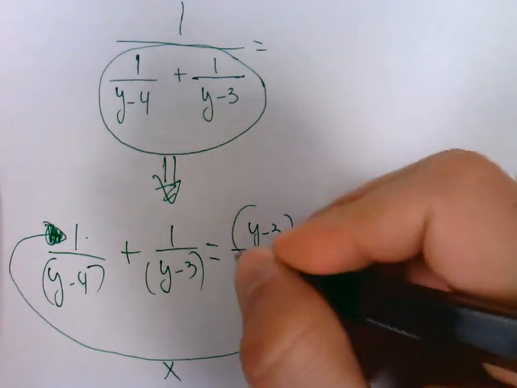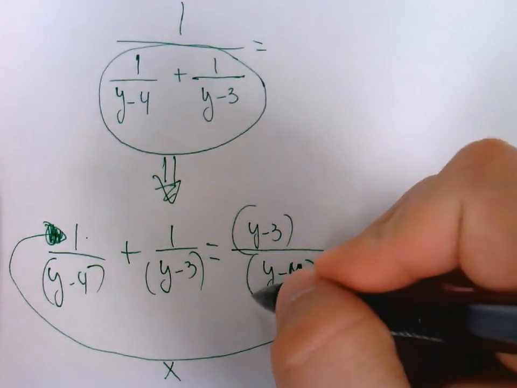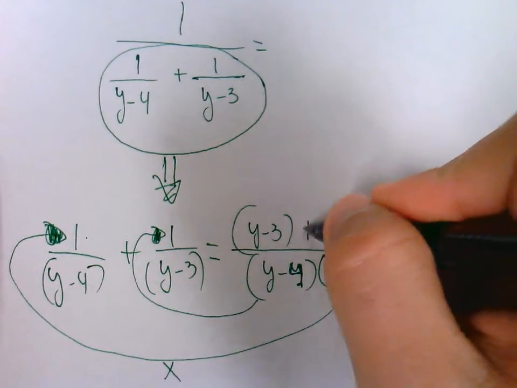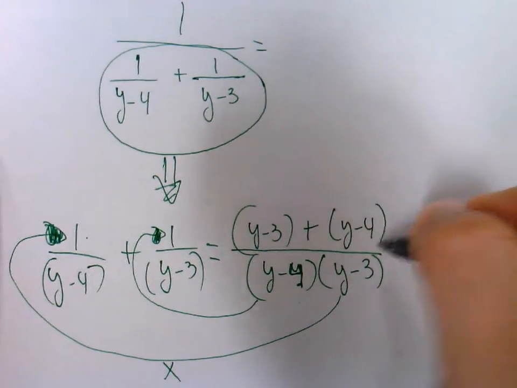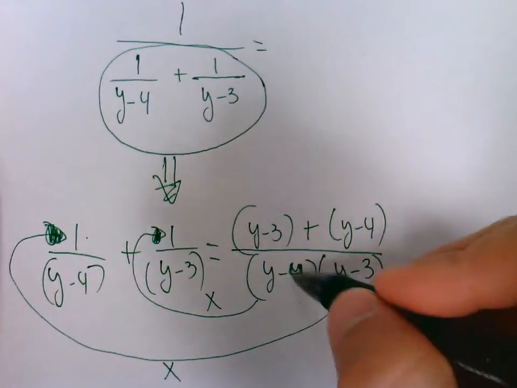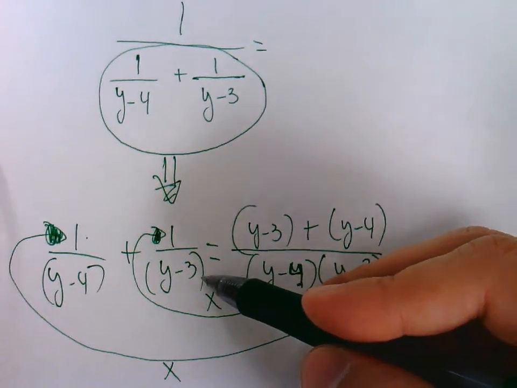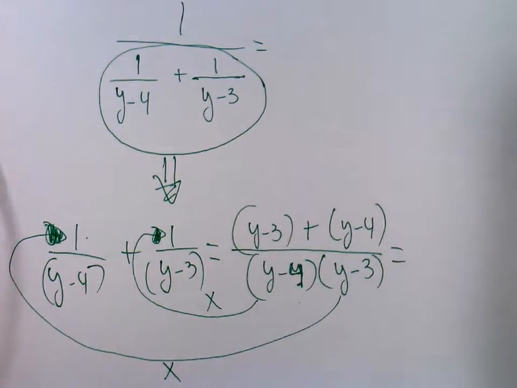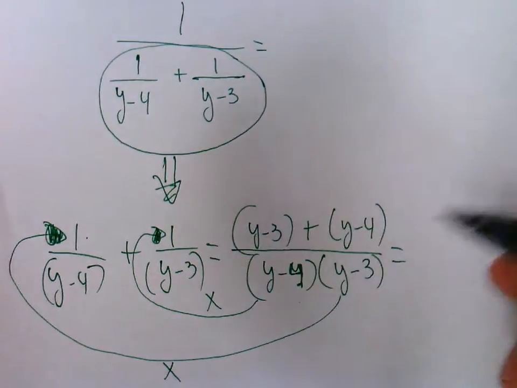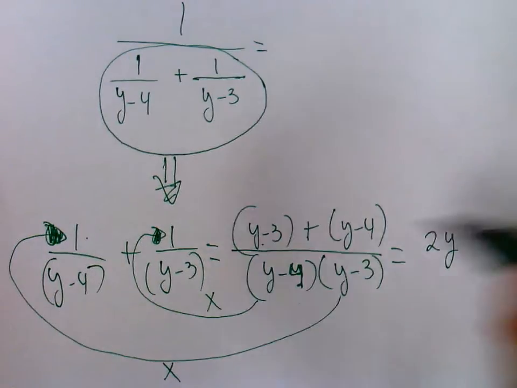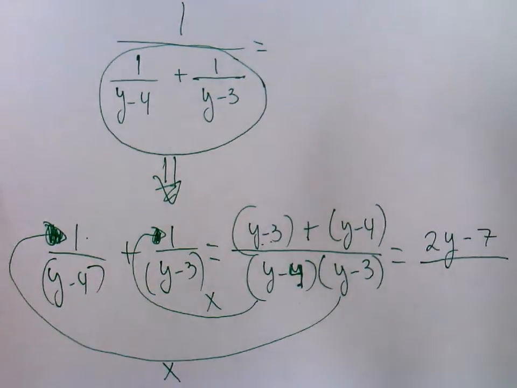And then y minus 4 times 1 is just y minus 4. Remember that the reason that I'm multiplying is because I don't have that y minus 4 on this denominator. Right now what I can do is combine like terms. So in this case I have y plus y, that is just 2y. Negative 3 plus negative 4 is negative 7.